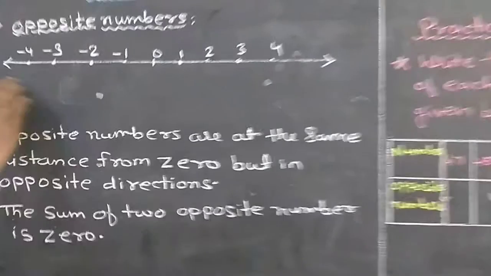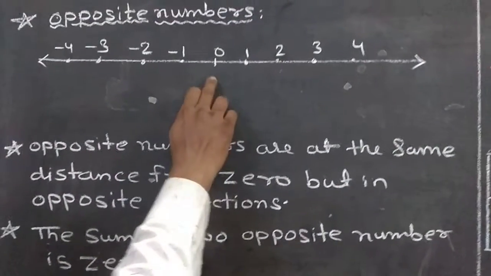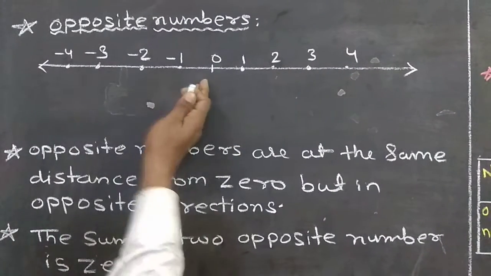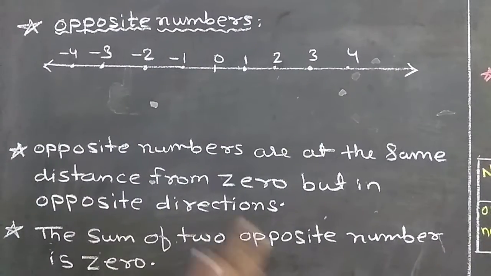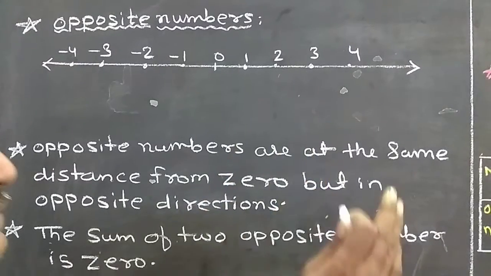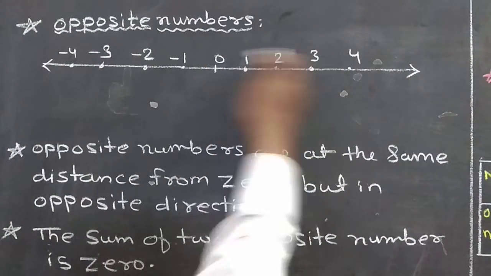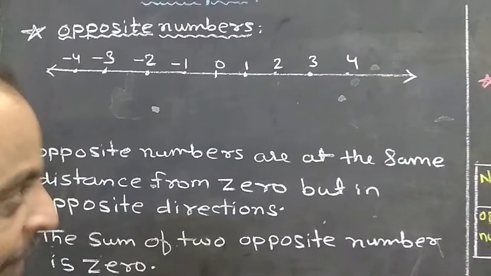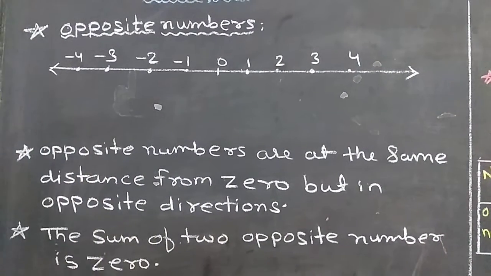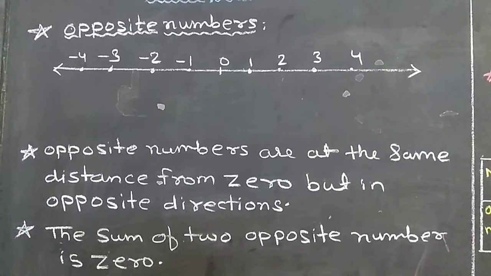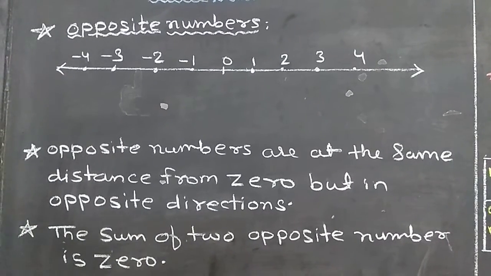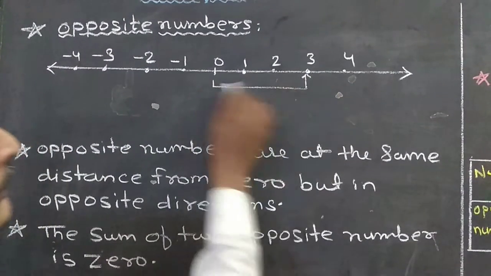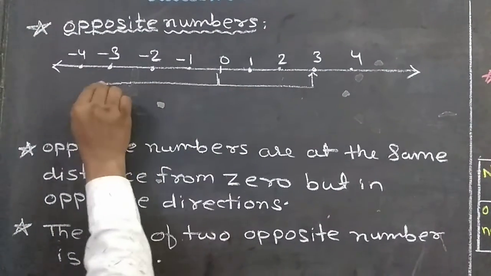See, I have already drawn a number line, and on this number line I have taken the positive numbers on the right hand side and the negative numbers on the left hand side. In the previous part we learned that on a number line the right hand side is always positive, and the left hand side is always negative. Now today we will learn the concept of opposite numbers. So let us take one example. Here I am taking 3, and here also I am taking minus 3.